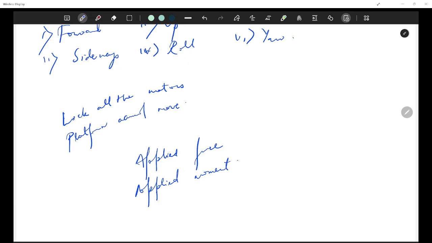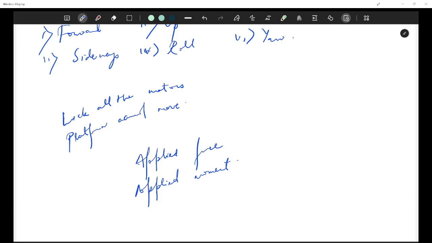So if you push the top platform after locking all the motors, when the platform is not able to move, if you apply the force, the legs would experience the forces. And if you measure the force in each leg, you can compute the applied force and applied moment. So this is like reverse thinking. Instead of using actuators to create the motion, we measure forces created by the external load.